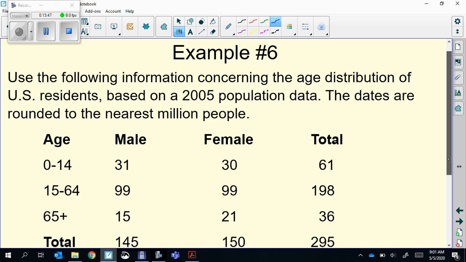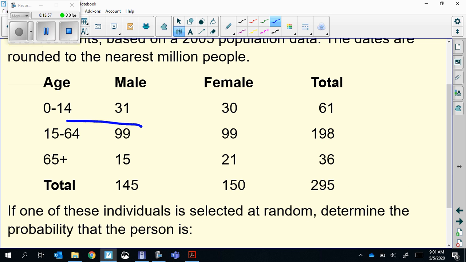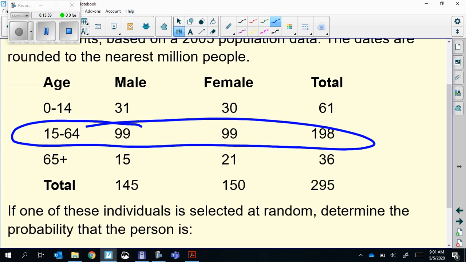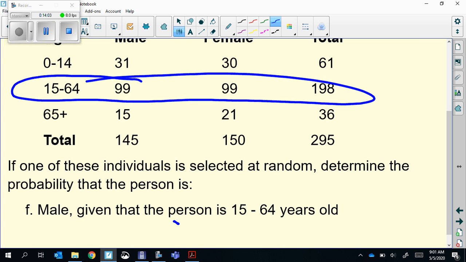Same situation, this is our last one. Find the probability that they are male given that they're between 15 and 64. So 15 to 64 is our given, that's the only row we care about. Find the probability they are male, that's 99 out of 198. And if you just look at the numbers here, that's 99 plus 99 to get 198, so that reduces to 1/2.